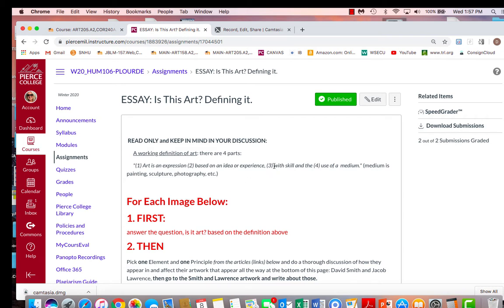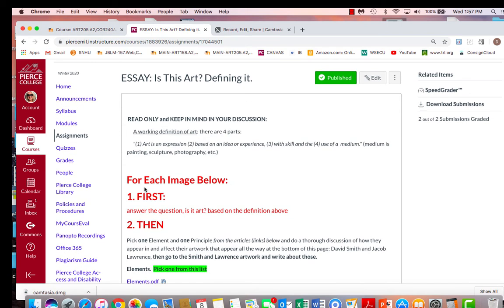Does it require a skill? Also, is it based on an idea or experience? With abstract art, you can't always know what that idea or experience is. Some of them don't even have titles. So that's the first thing, is to answer this question.